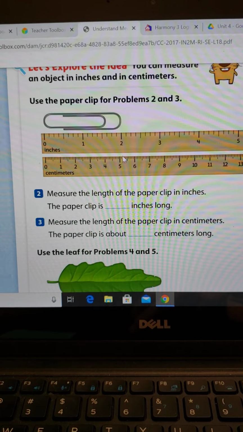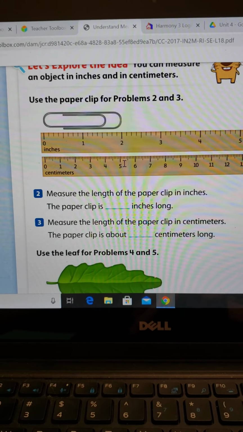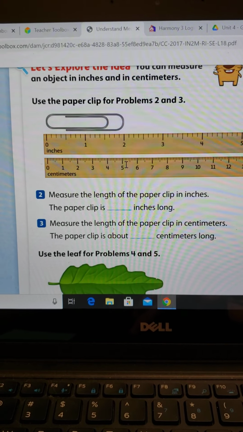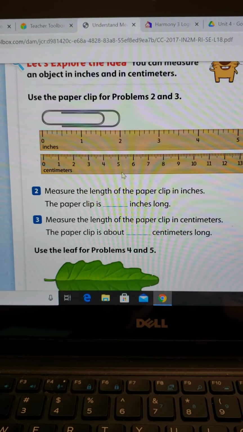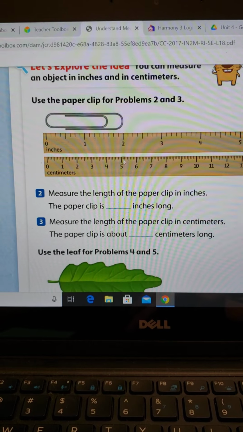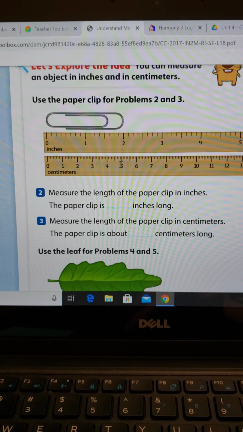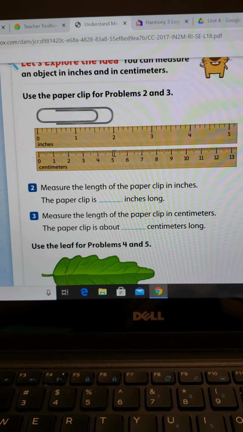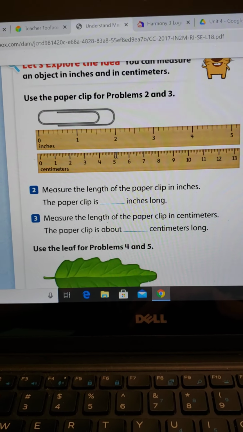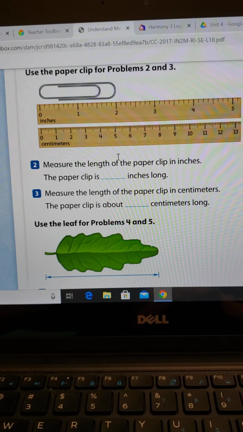This mark right here. I hope you said 5, because it's a lot closer to the 5 than it is to the 6. So we are going to say that that is 5 centimeters long. Okay, 5 centimeters. Now it's not exact, right? It's a little teeny bit longer than 5 centimeters, but that's okay because we are measuring to the closest.